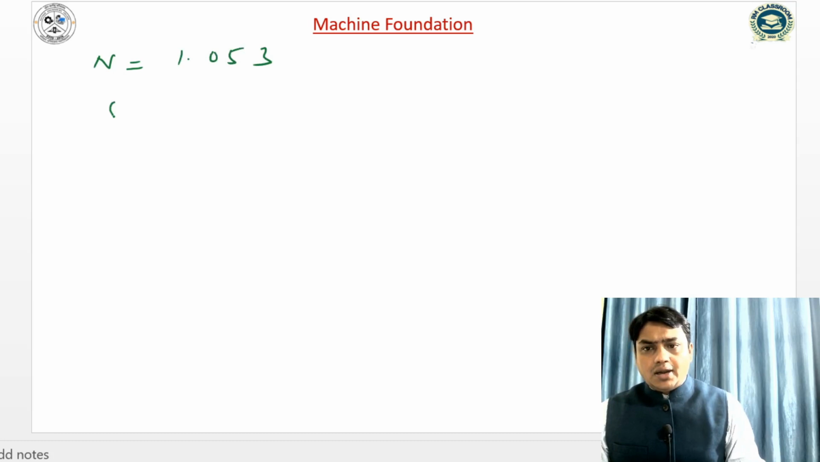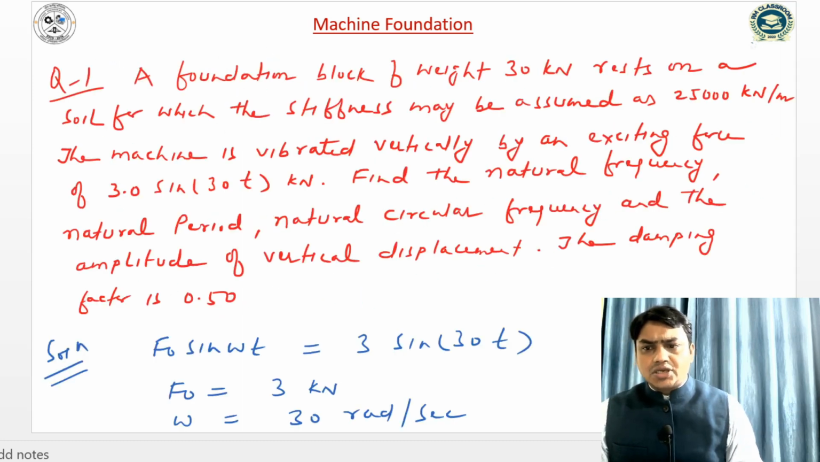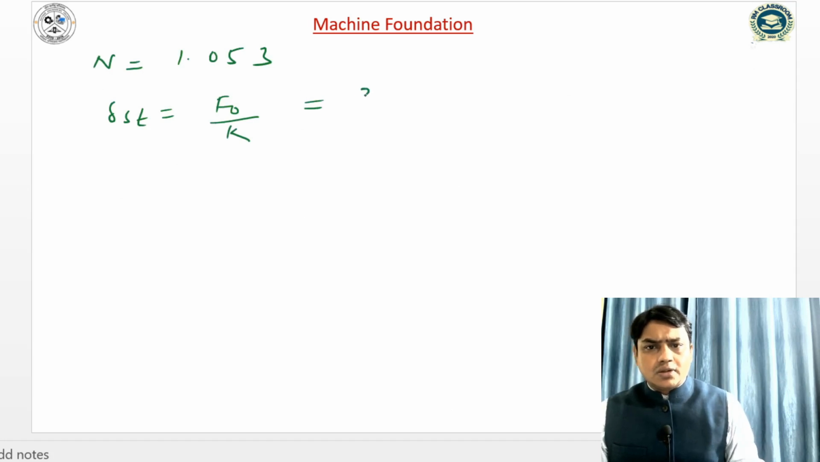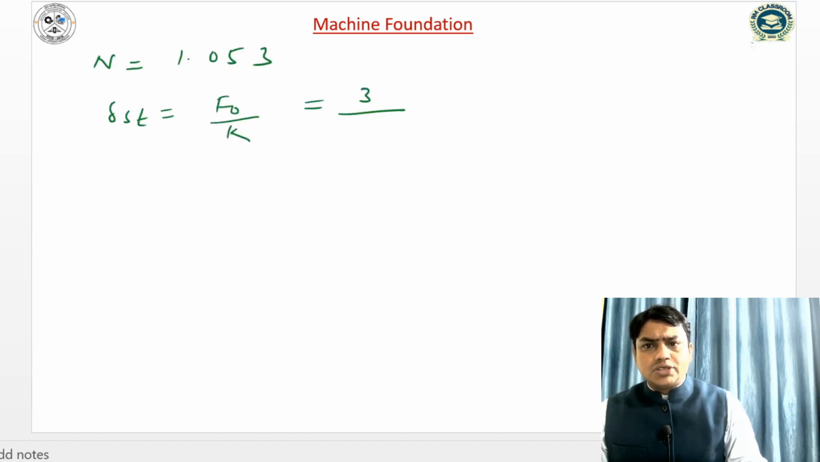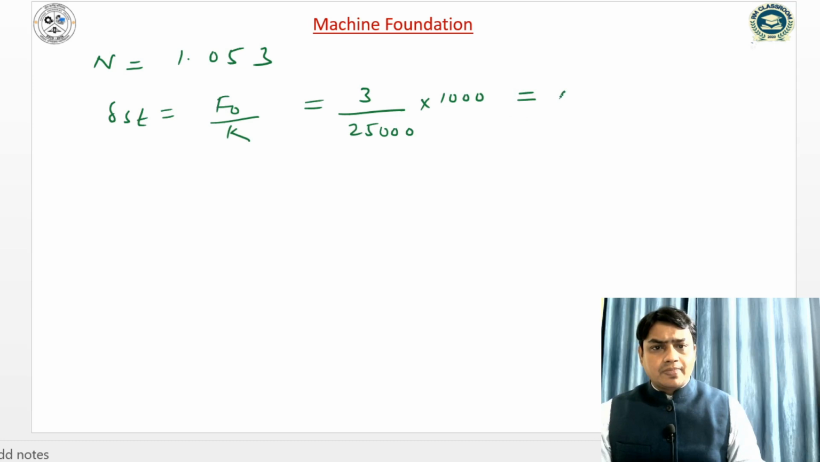Delta st can be computed as f naught by k. f naught is 3 kilonewton, divided by the value of k, which is 25,000 kilonewton per meter. So it will be in meter. If I compute in mm, it will be 1000, so 3000 divided by 25,000. So it is coming 0.12 mm.